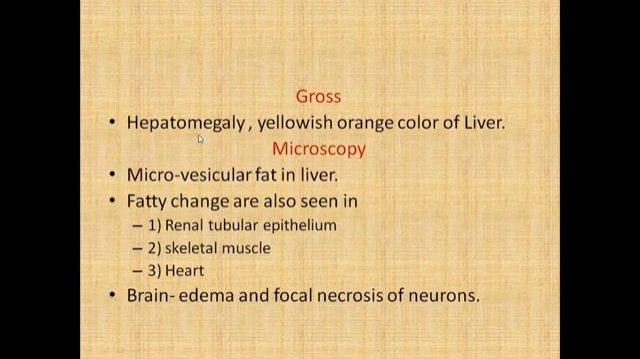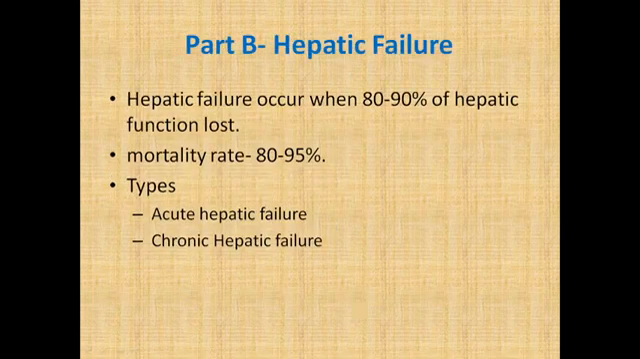In case of Reye syndrome, which organs are affected other than the liver? First is the kidney. You can see fatty change in renal tubular epithelial cells, fatty change in skeletal muscle cells, fatty changes in the heart, and brain edema and focal necrosis of neurons are also seen. This completes the first part about jaundice, and now we will discuss hepatic failure.